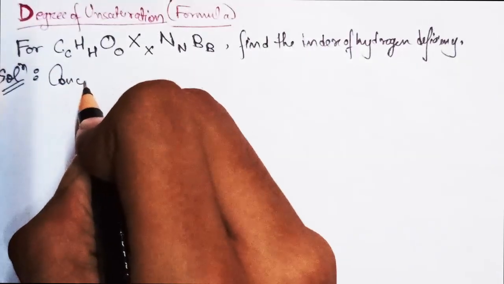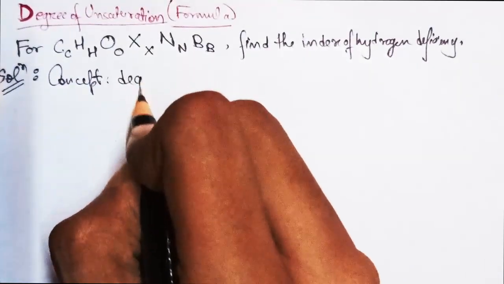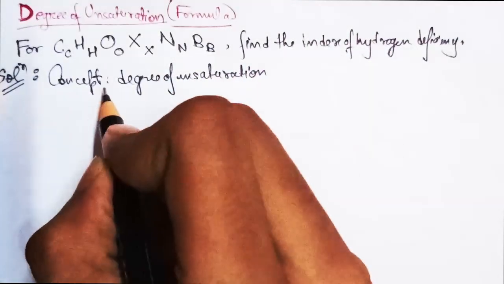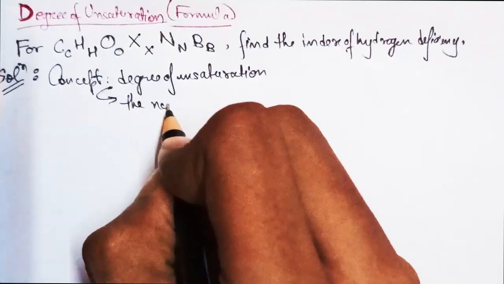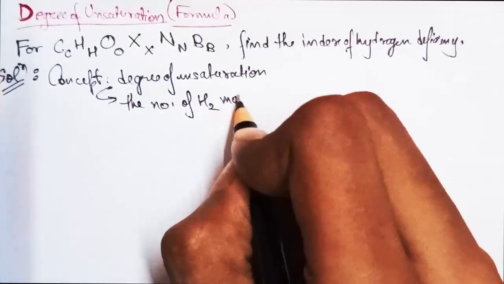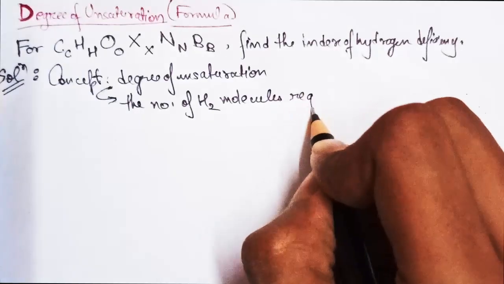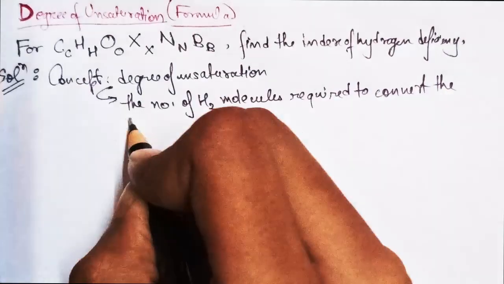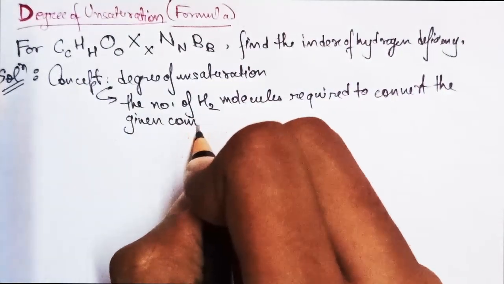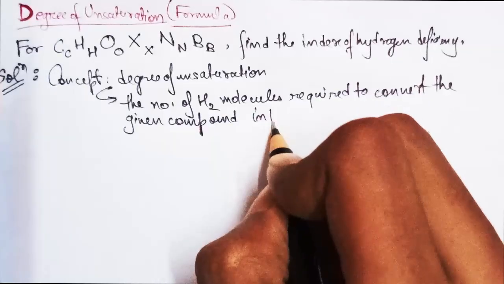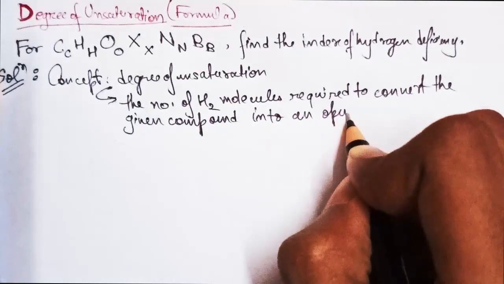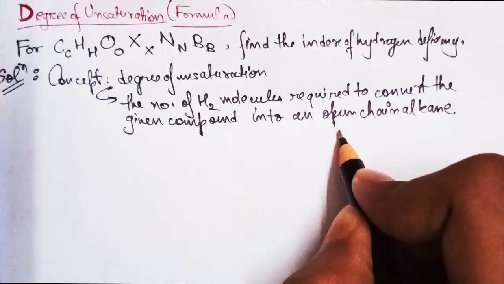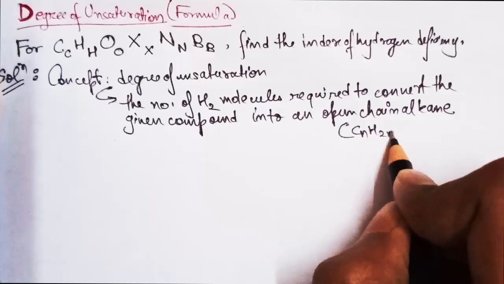The concept behind the degree of unsaturation is that it refers to the number of H2 molecules required to convert the given compound into an open chain alkane, meaning the general formula as CnH2n plus 2.